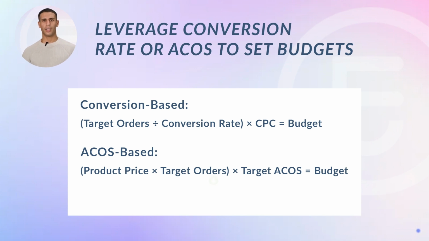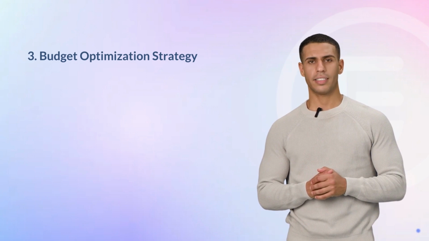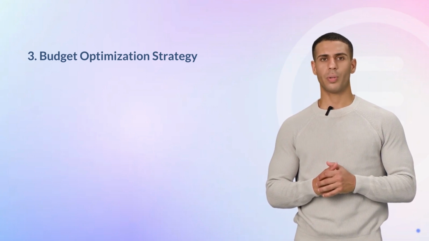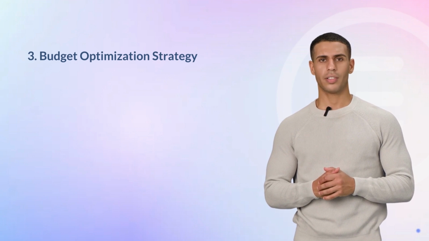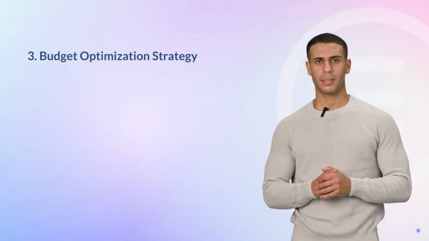For example, if you're selling a product at $50 aiming for 100 orders and your target ACoS is 20%, your ideal budget would be 50 multiplied by 100 and then multiplied by 0.2. The result will be $1,000. That's how you can set your campaign budget. It helps reduce waste and maximize performance. Campaign data can change significantly within days, so remember to check your campaign performance regularly and adjust as needed.